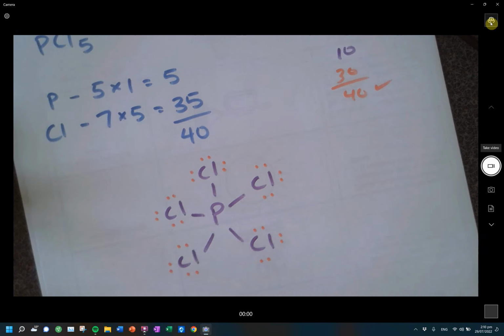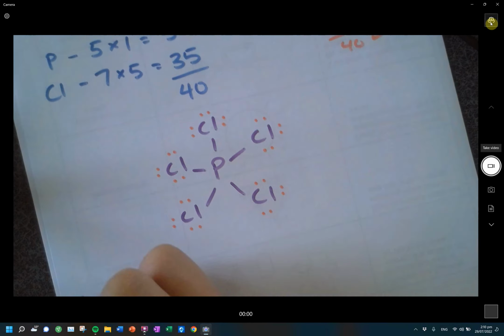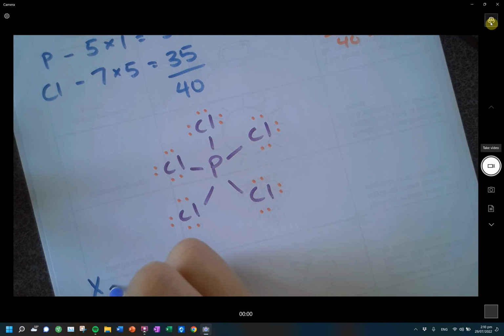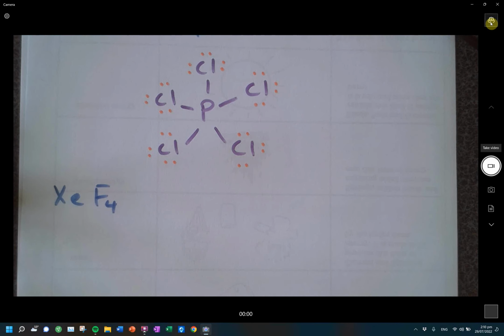All right, cool. Here's another one, so you can see what you do if you have extra electrons. XeF4. I'll give you 2 more examples because I want you to see the variety of it. Okay, so here is our next molecule to do.